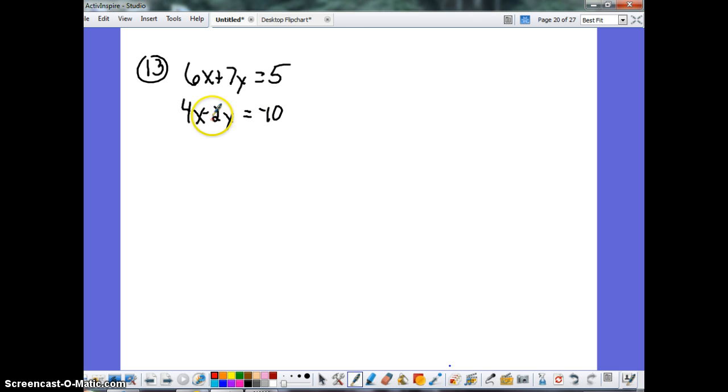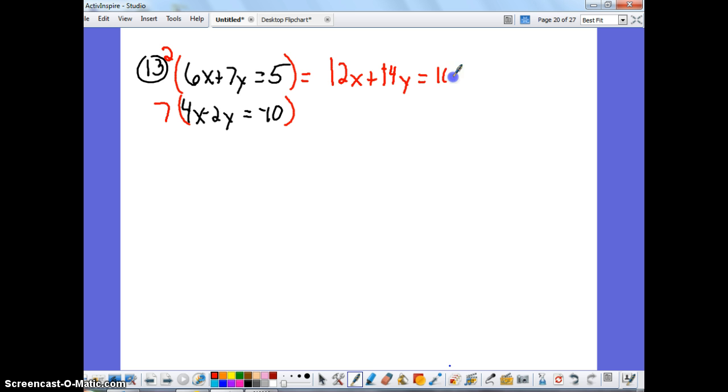I'm actually going to show this by canceling the y's. So I'm going to multiply the top one here by a 2. I'm going to multiply the bottom one by a 7. Notice I'm not multiplying by a negative because I already have one positive and one negative, which is what you need. When I do so, this is going to give me 12x plus 14y is equal to 10. So make sure you remember to multiply everything, the 6, the 7, and the 5 to get the 12, the 14, and the 10.